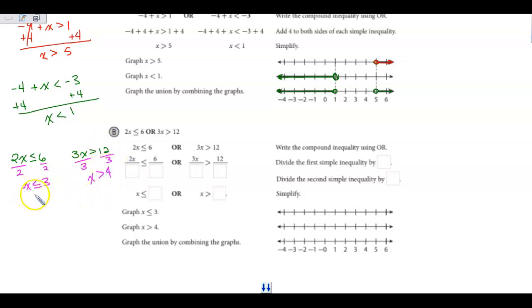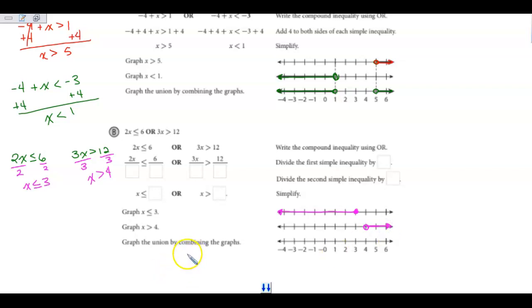And now we're going to graph these two solutions. So we have x is less than or equal to 3. So less than or equal to 3, there's 3. It's closed because it says or equal to, and it's all numbers to the left. Then we have x is greater than 4. So it's greater than 4, so we find 4. It's an open circle, and it's all numbers larger than 4, so off to the right.